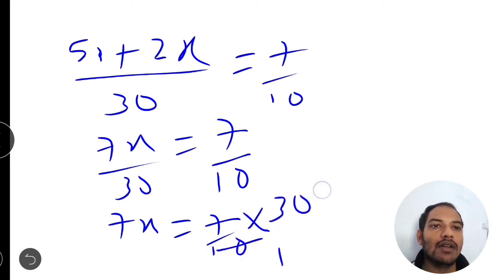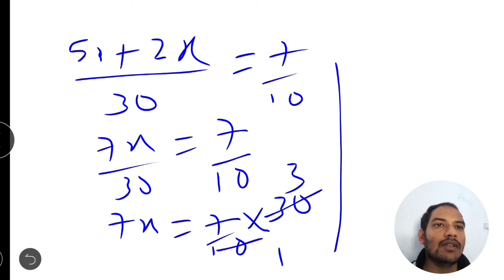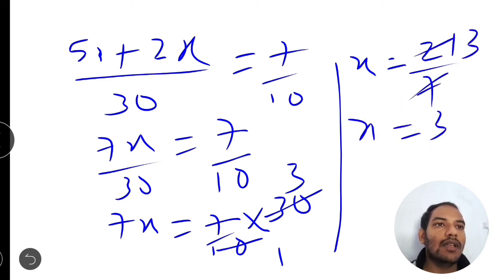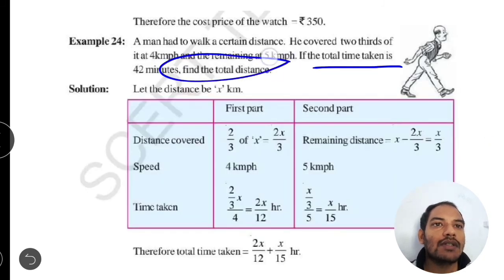So 10 1s are, 10 3s are. So x equals 7 3s are 21 divided by 7, 7 1s are, 7 3s are. So x equals 3 kilometers. So the total distance traveled by the man is 3 kilometers.